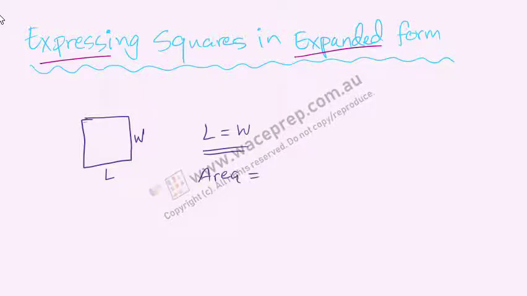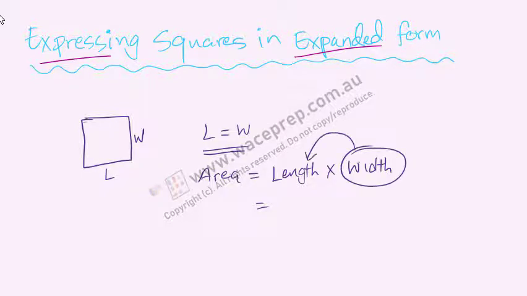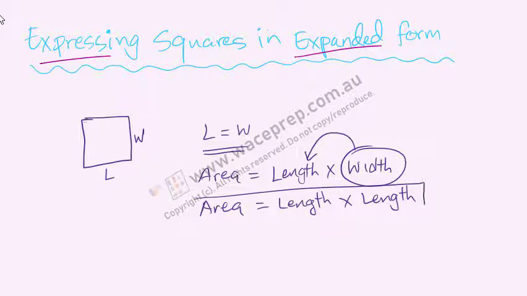So area of the square is length times the width. Now imagine if width is the same as the length, we could just write length times the length, and that would be the area as well. Now this particular equation here plays an important part, and this also shows us how we express a square in expanded form.